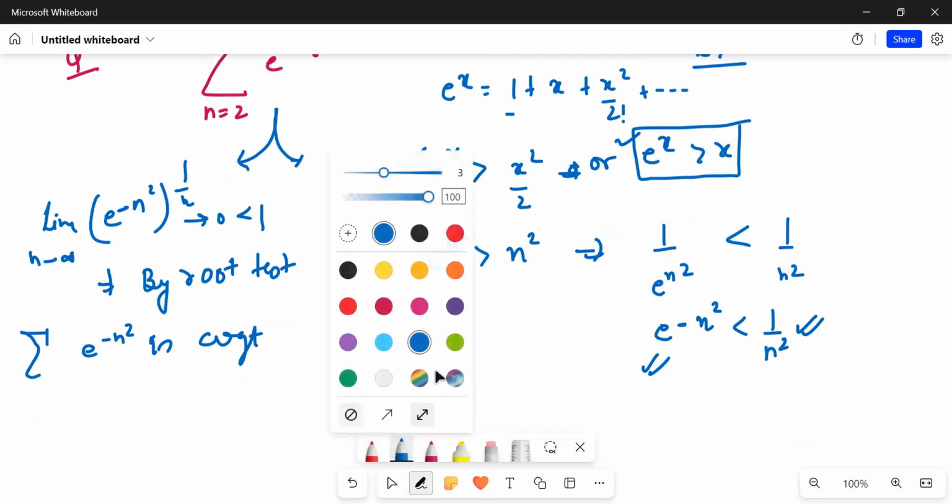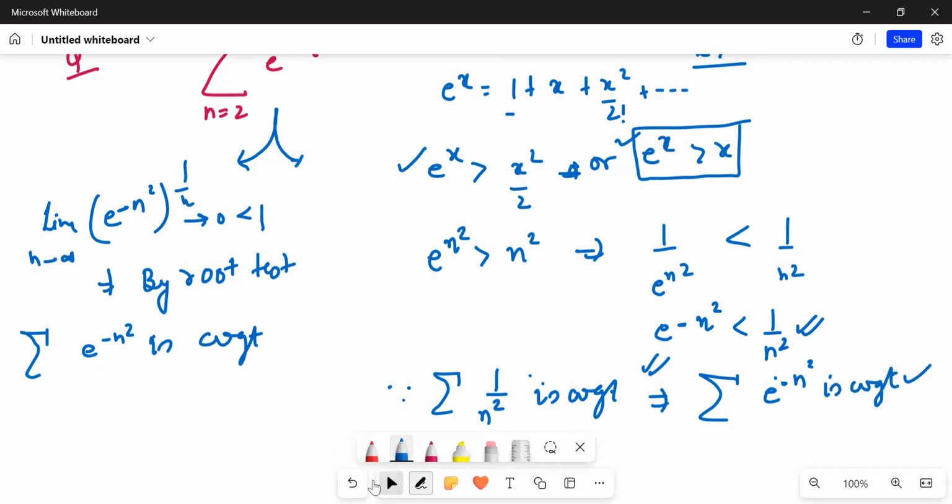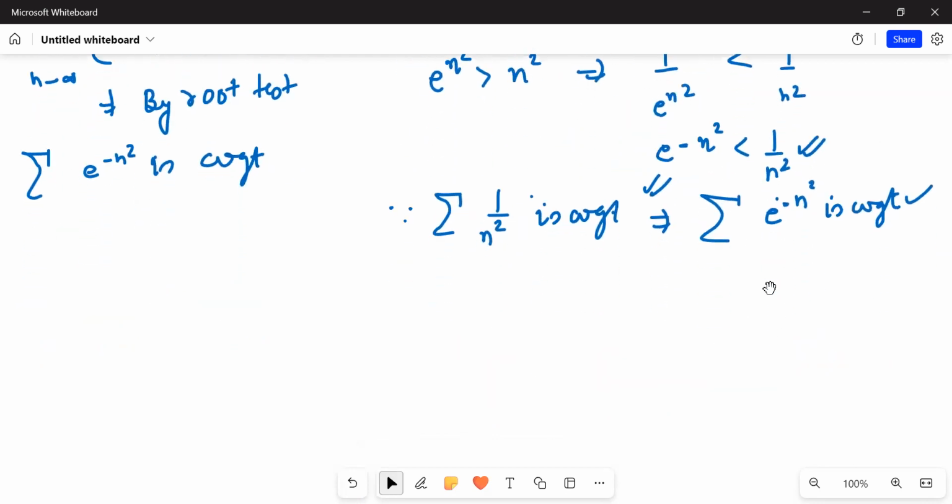Since summation 1 upon n square is convergent, it implies what? It implies summation e raised to power minus n square is convergent. Okay, so this is quite evident. What do you think can be said about this particular series?